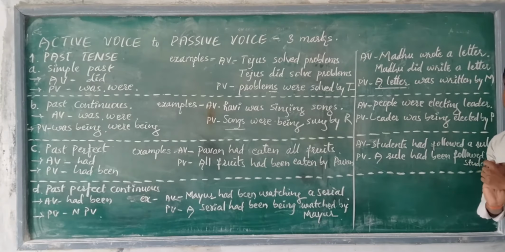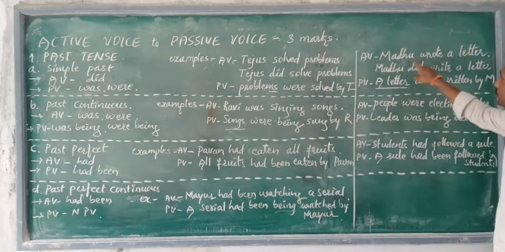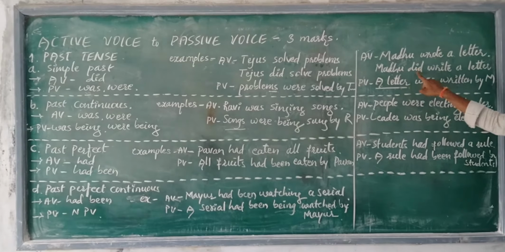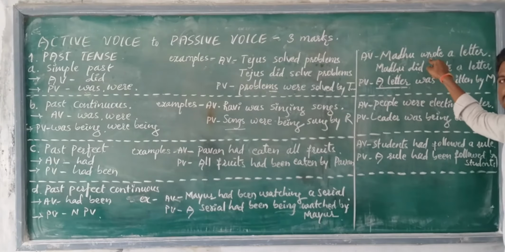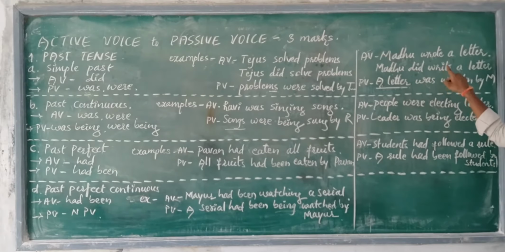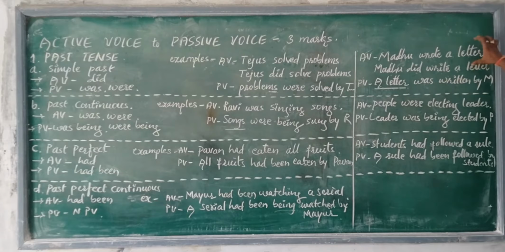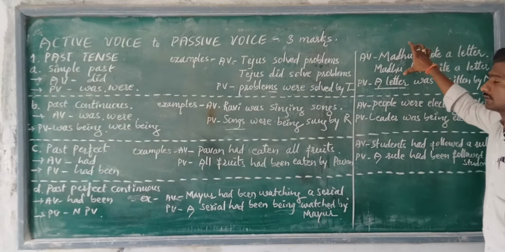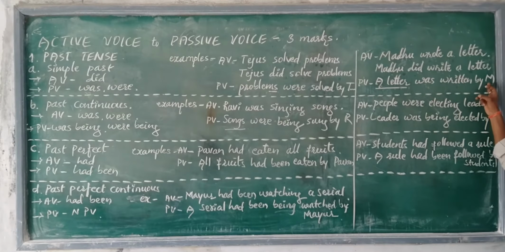Dear students, once again I am clarifying: Madhu wrote a letter, or Madhu did write a letter. If you write the word wrote, you are not supposed to write the helping word did. If you write the word write with the helping word did, you are not supposed to write wrote. That is, Madhu wrote a letter, Madhu did write a letter. Both are equal, both are the same. And for these two statements, the passive voice is: a letter was written by Madhu.